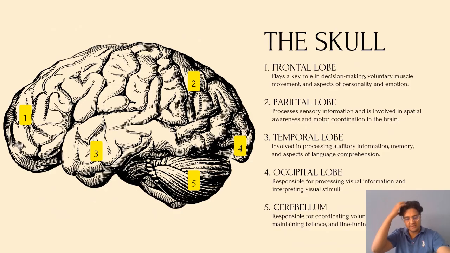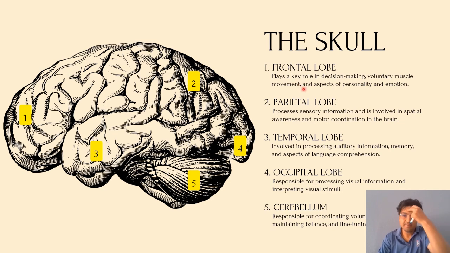Here you see we have the skull. The skull contains the frontal lobe, parietal lobe, temporal lobe here, then the occipital lobe at the back side, behind the head, and the downside is the cerebellum.